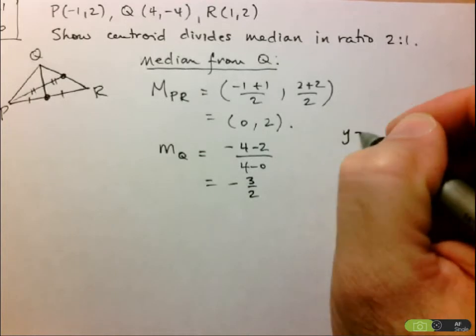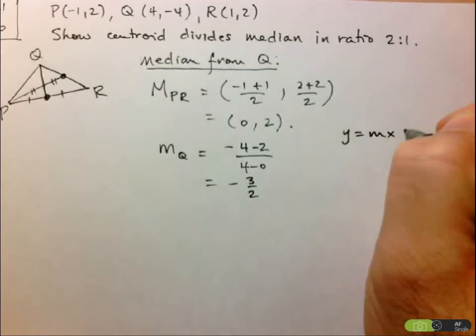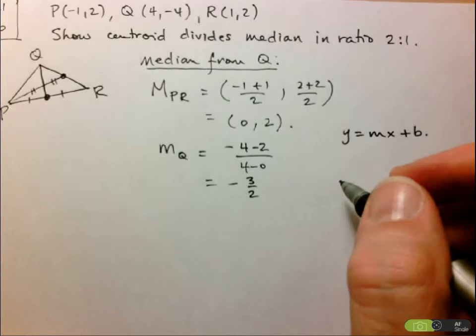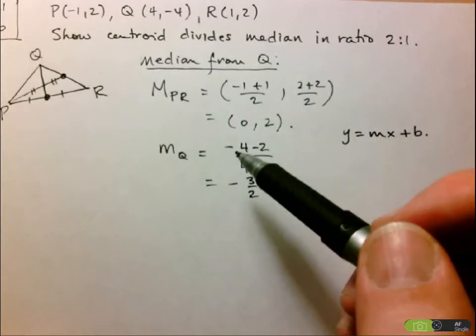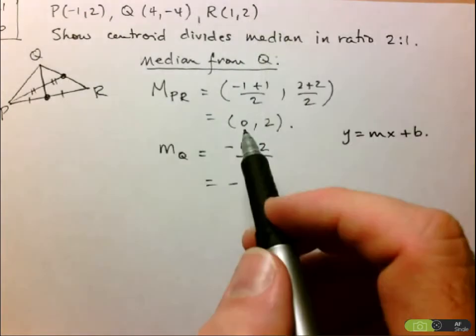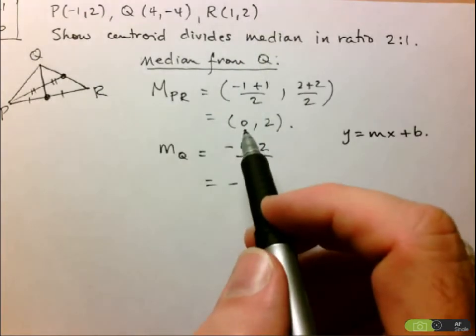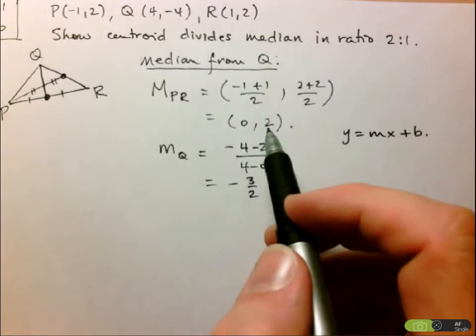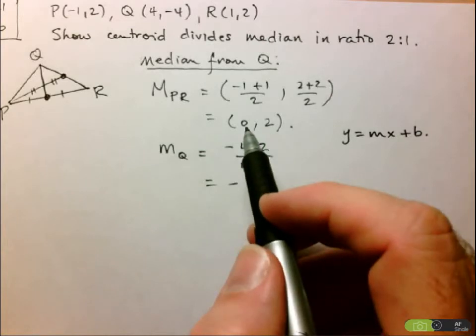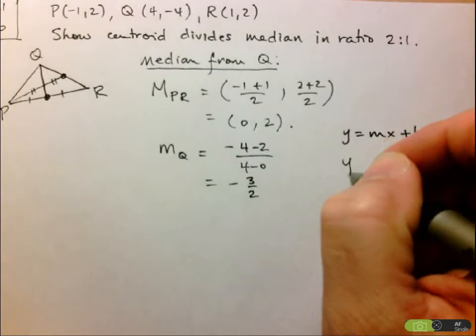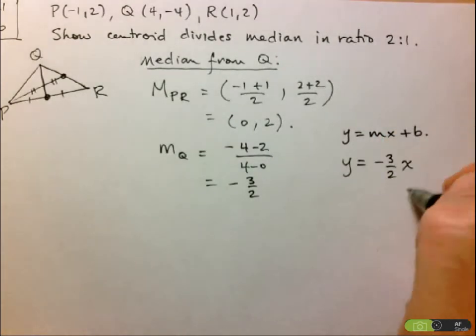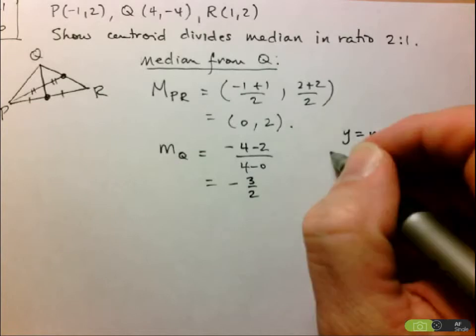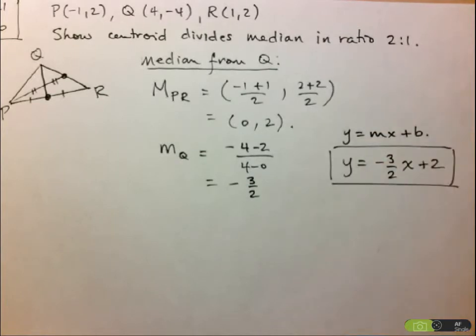So here, take y equals mx plus b. I can choose either (0, 2) or (4, -4). I'm going to choose (0, 2) because this actually defines my y-intercept, so I don't even have to do any work. I see that 2, because that's when x is equal to 0, is the y-intercept. So I can write this equation as y equals -3 over 2 x plus 2. There we go, we have our first equation.